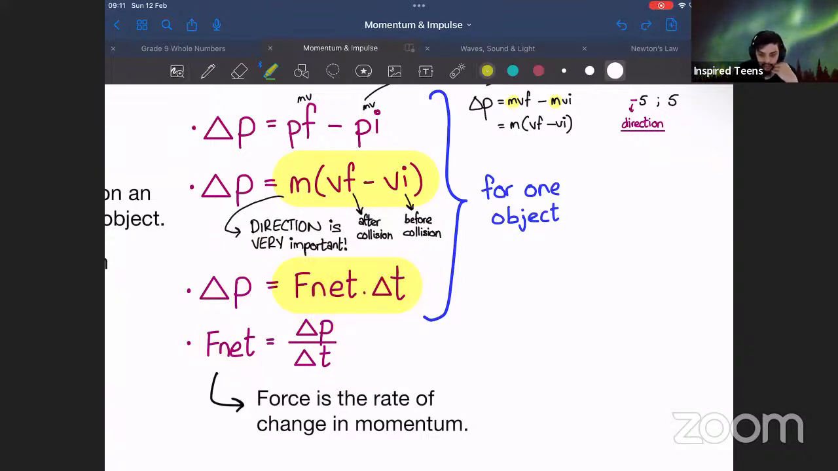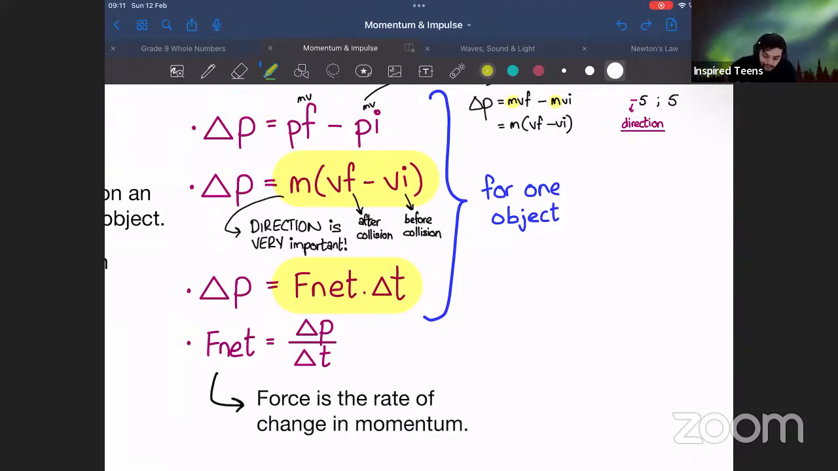Okay, so yes, that's another formula to calculate impulse. Remember, impulse is change in momentum, so impulse is related to momentum. If we rearrange the formula we just discussed and write it as F net, it's actually another defining formula, this time for net force. F net is equal to delta P over delta T. So force can also be defined as the rate of change in momentum.